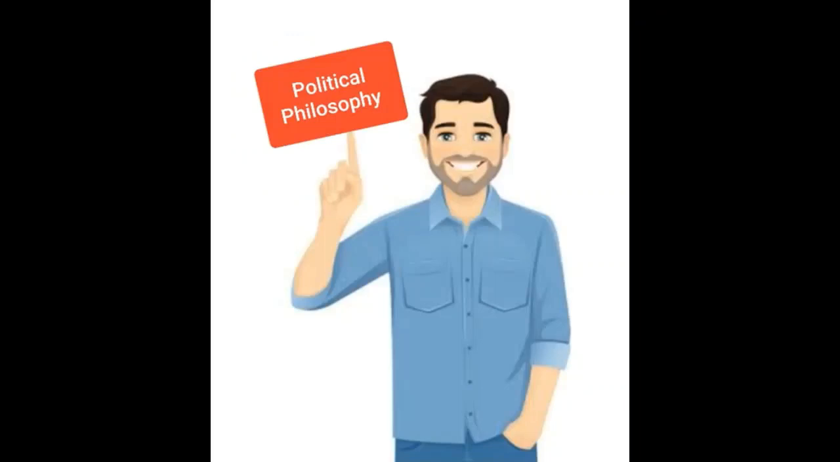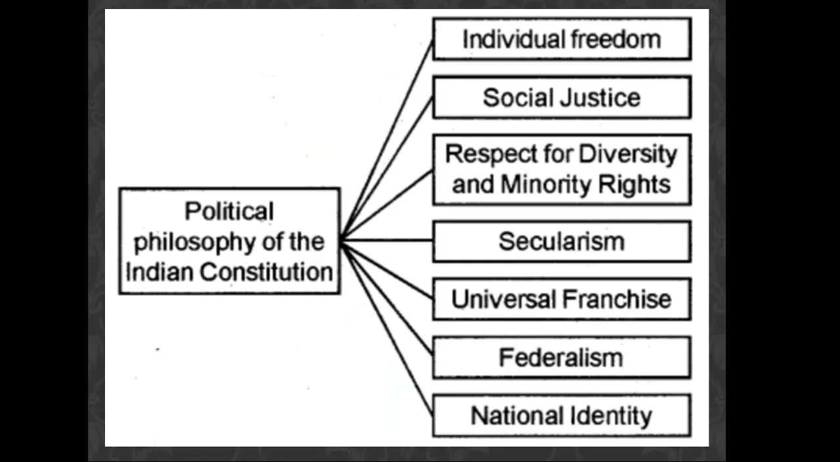Then in the next one, we touched upon some of the core provisions of our Indian Constitution, which are individual freedom, social justice, respect for diversity and minority rights, and secularism. Today, in this third part, we are going to deal with the other three core provisions, which are universal franchise, federalism, and national identity. Not only this, we will also discuss the criticism as well as the limitations of our country's constitution. So, without much ado, let us continue with today's video.